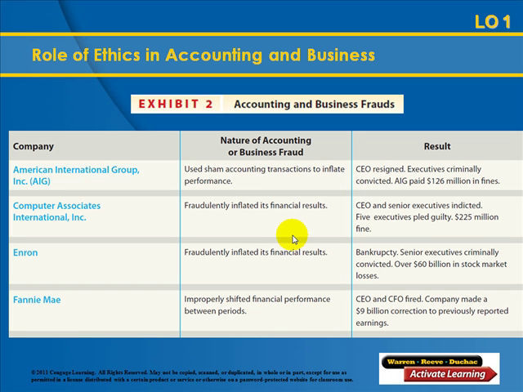It fraudulently inflated its financial results. As a result of all this, bankruptcy happened. Senior executives were criminally convicted. Over $60 billion was lost in the stock market. Enron hurt a lot of people, from investors to the owners to the executives.